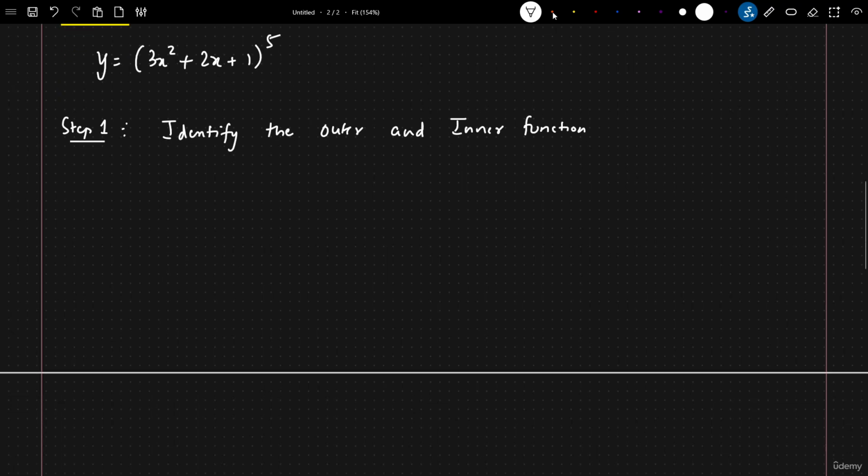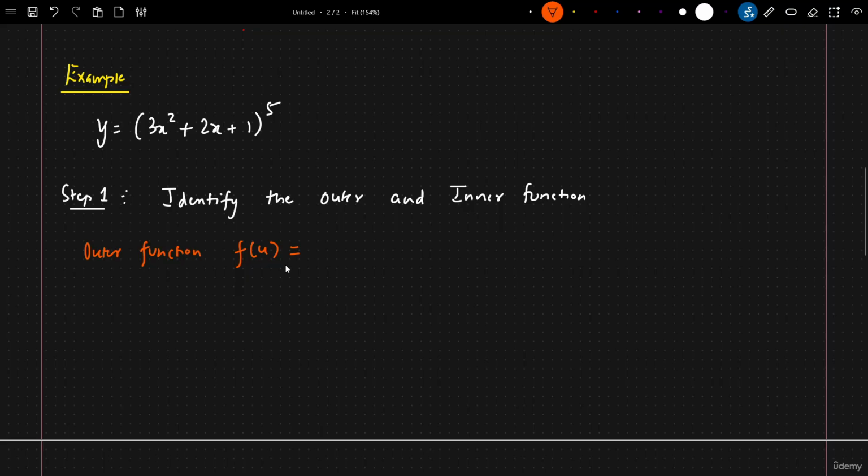So, how do I identify over here? I'll go ahead and write the first point. What is my outer function? My outer function is nothing but f of u. Let's say that I'm representing f of u over here. F of u is my outer function, u to the power of 5, right? Because I'm considering this entire thing as u, okay? Now, in the inner function, I will replace u with what? I will replace u with, let's represent this as g of x, is nothing but 3x square plus 2x plus 1, right? So, this basically becomes my inner function.